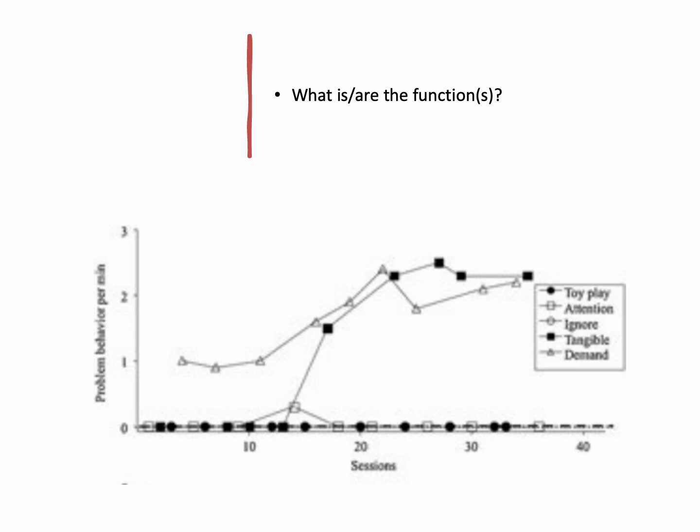So now let's look again at this particular graph, in which we have problem behavior per minute. So they looked at the rate of the behavior. And if we see at the beginning, the behavior wasn't occurring in any of the sessions except for, this is the triangle here, the open triangles, which are for the demand condition. So we see that initially the behavior was occurring only in the demand conditions.